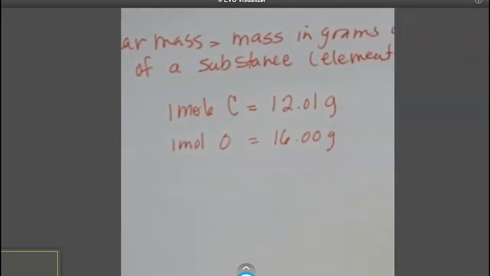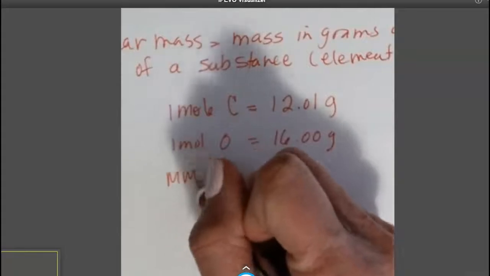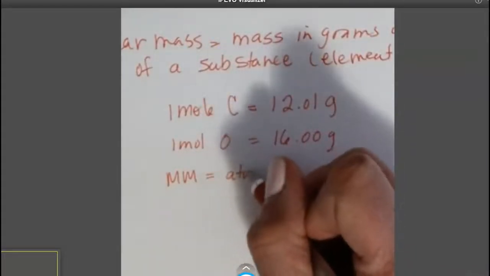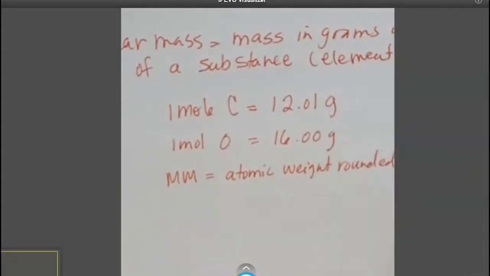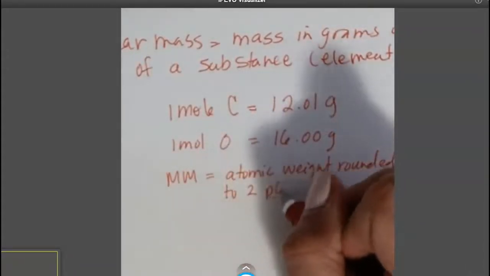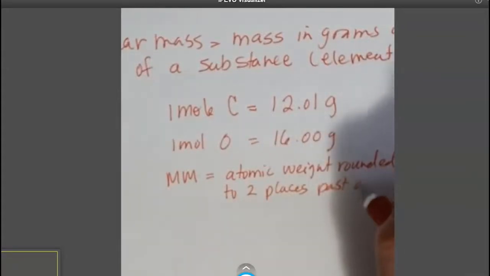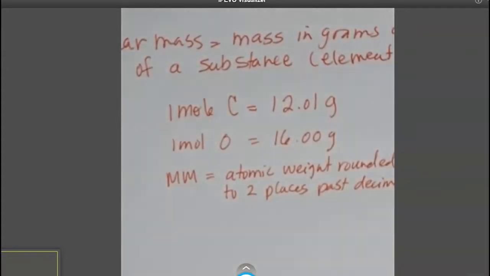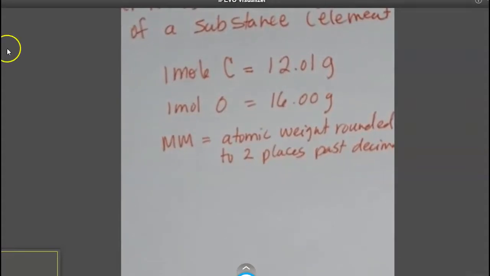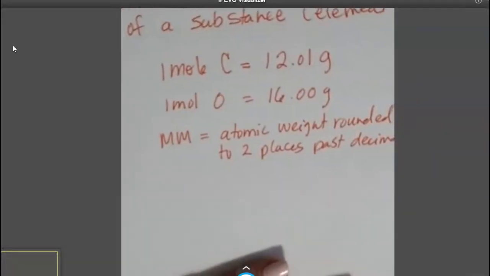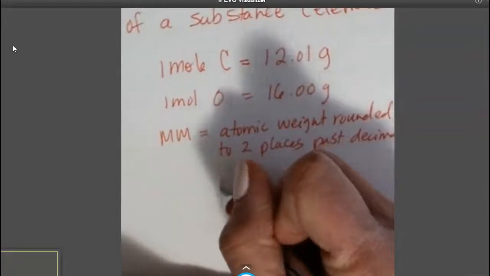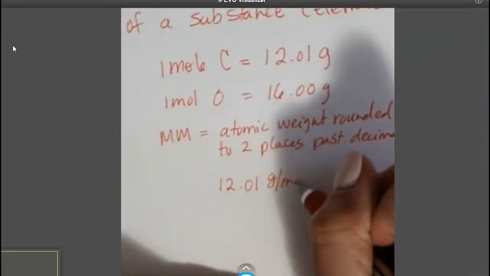Molar mass is always rounded to 2 places past the decimal. So molar mass is equal to atomic weight rounded to 2 places past the decimal. Every single element on the periodic table has its molar mass found there. If I was to ask, what is the molar mass of carbon? You would say 12.01 grams per mole.